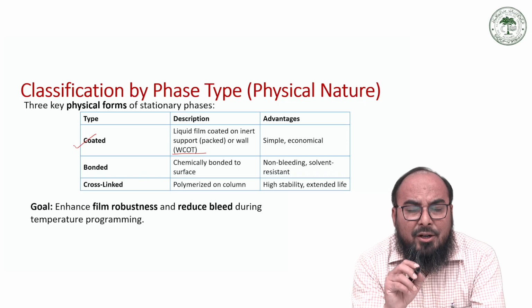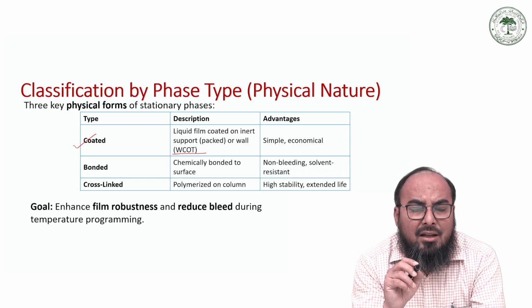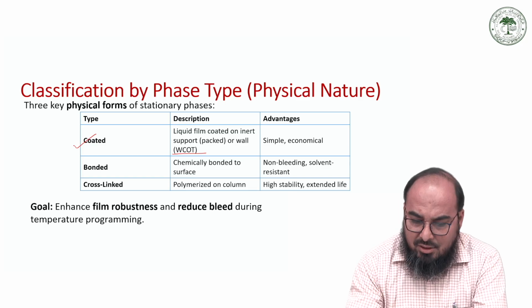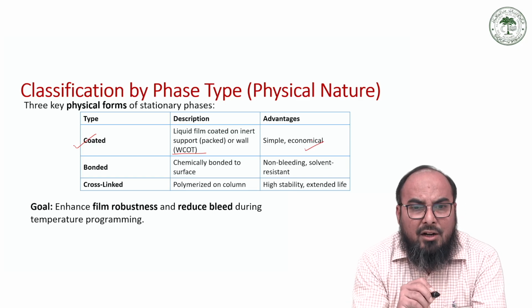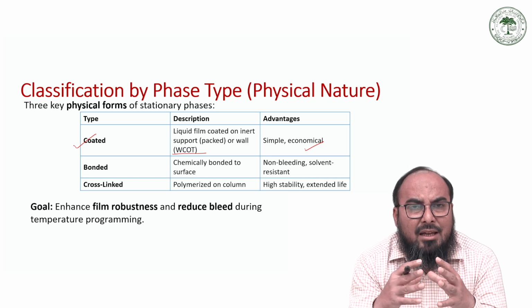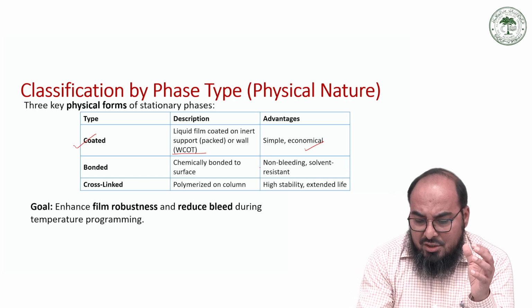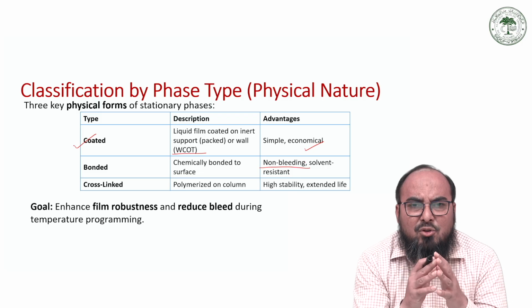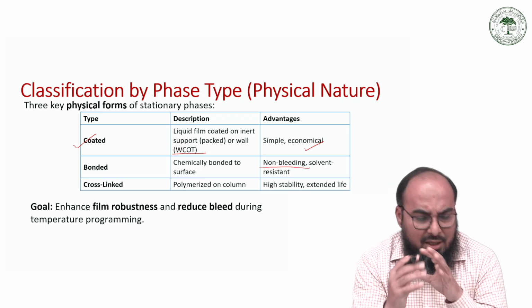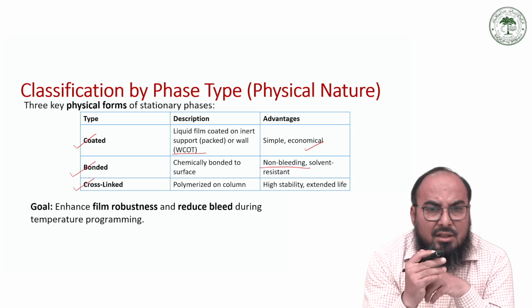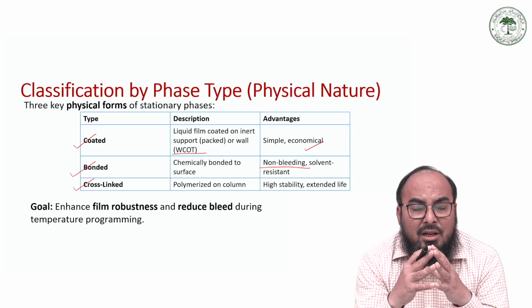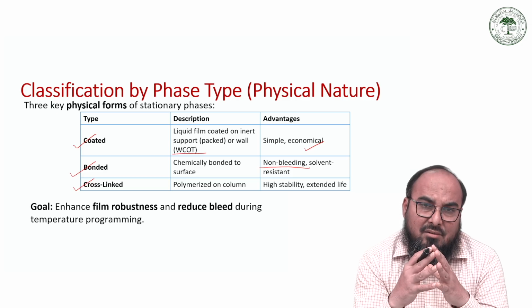The wall coated open tubular columns have the advantages of simplicity, they are very economical, and they are very sturdy also. Similarly, the bonded one, where the phase is chemically bonded to the surface, has absolutely zero chance of bleeding, and they are solvent resistant. Similarly, if they are cross-linked, that cross-linking provides specificity.